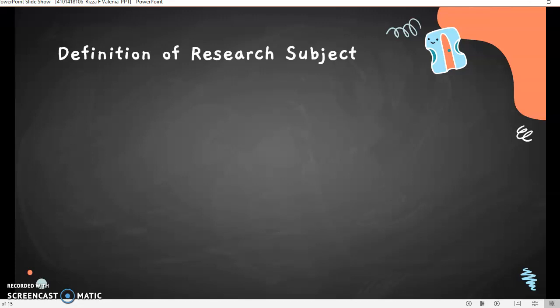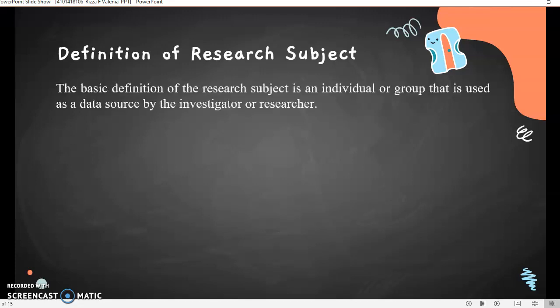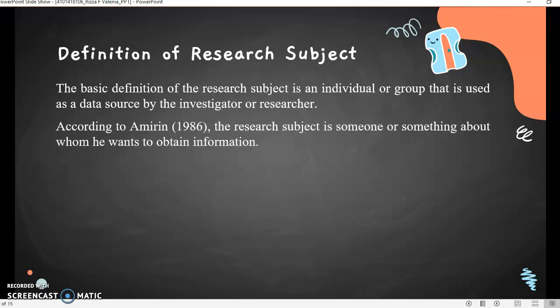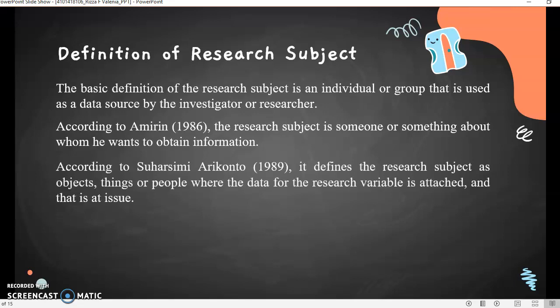First, the definition of research subject. The basic definition of the research subject is an individual or group that is used as a data source by the investigator or researcher. According to Amirin, the research subject is someone or something about whom he wants to obtain information. According to Suharsimi Arikunto, it defines the research subject as object, things, or people where the data for the research variable is attached and that is at issue.